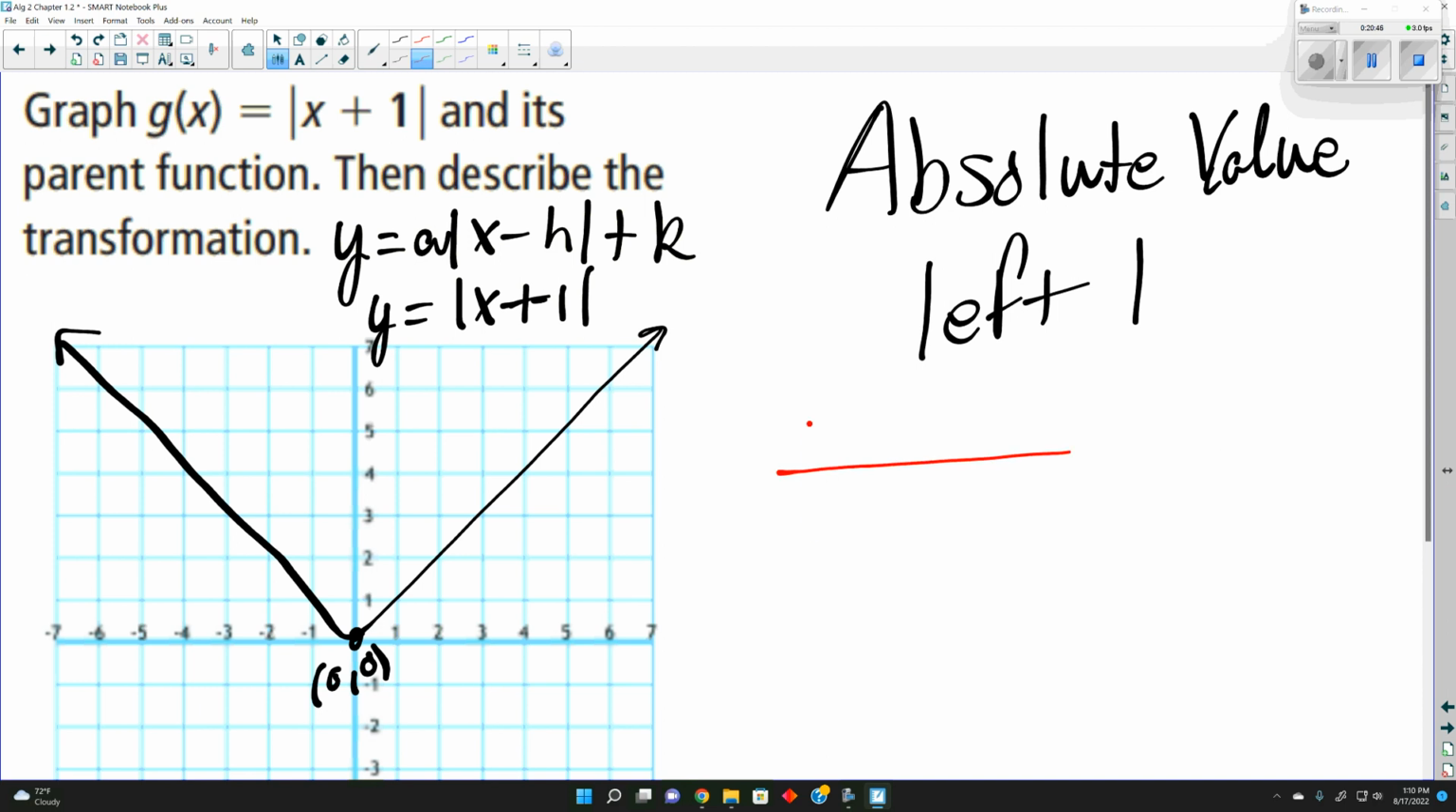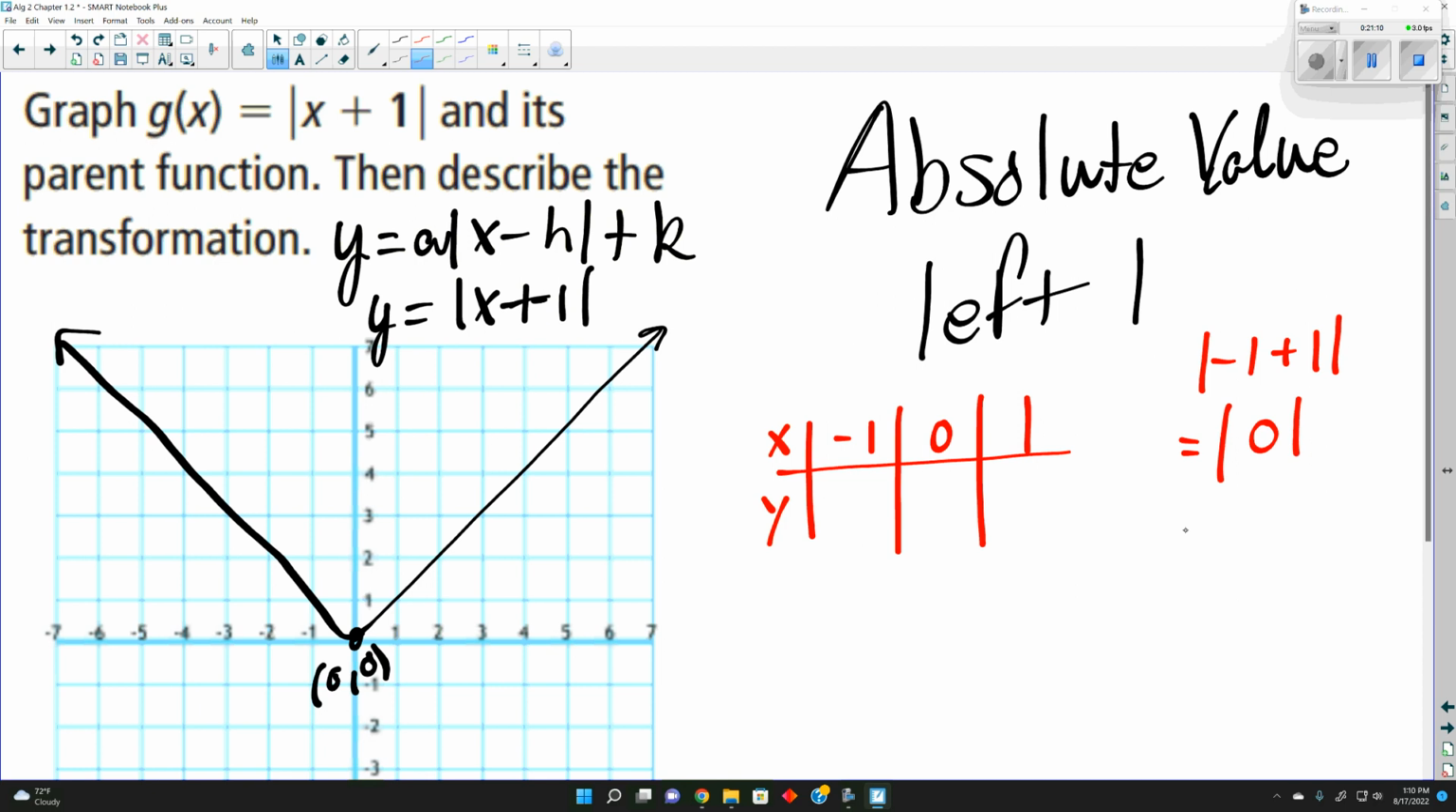Because if I did a t-table with our new function, x, y, we'll do -1, 0, and 1 to see how this works. With -1, we would have the absolute value of -1 plus 1. Yep, -1 plus 1 is 0, so this here is absolute value 0, 0, yes? -1, 0, wait. So where did 0, 0 move? Left to 1, yes?